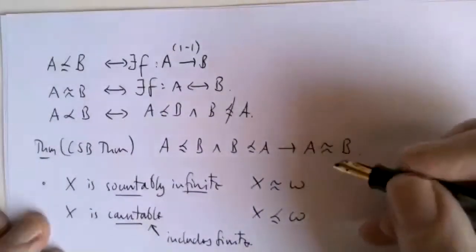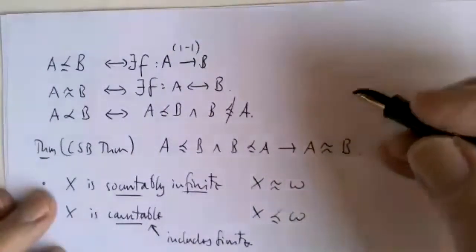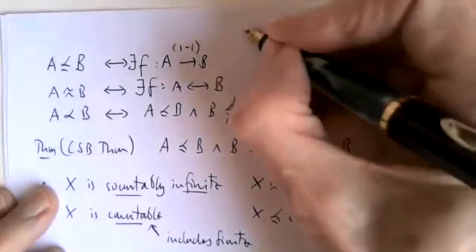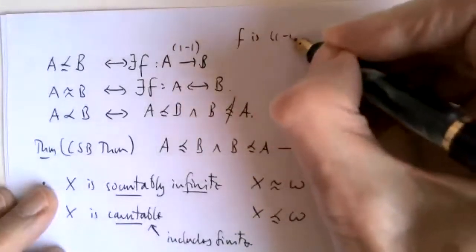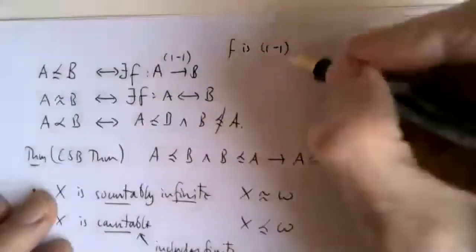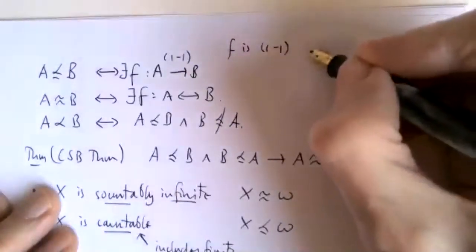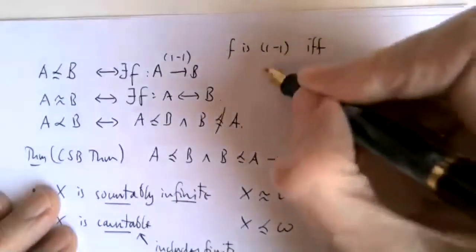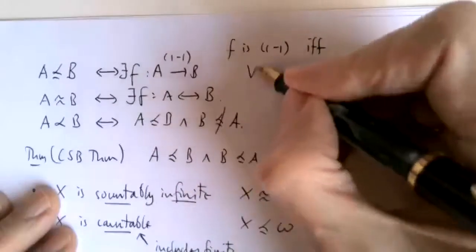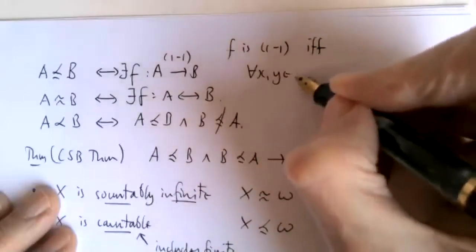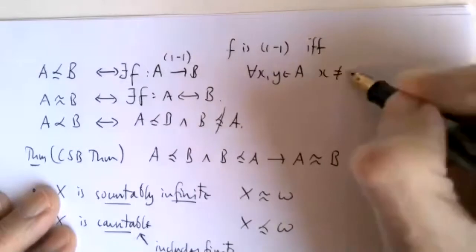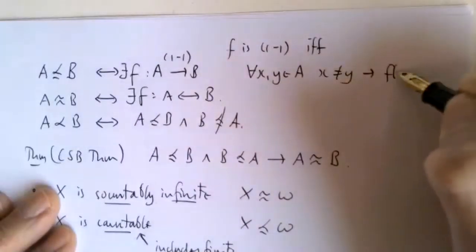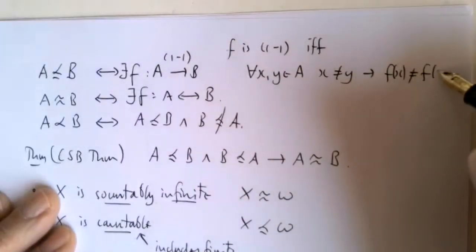As you will have learned in first year foundations and proof, f is 1 to 1 here if, for any x and y in A, if x is different from y, then f of x is different from f of y.